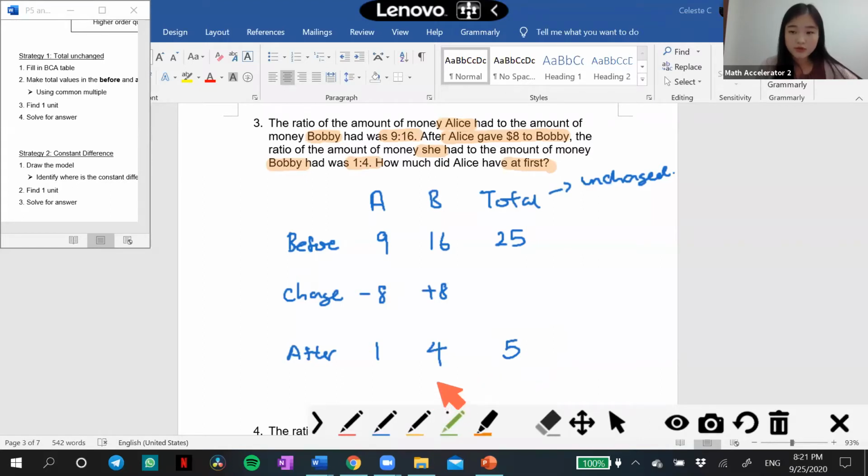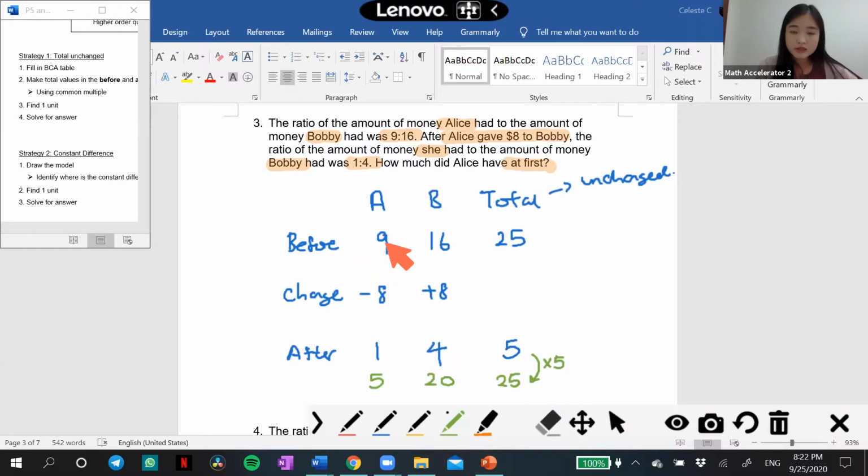So how to change it to be equivalent? Times 5. Okay, we can get 25 here. So that is the same. So 5 times 5, 25. 4 times 5, 20. 1 times 5, 5. Remember, you have to times throughout the entire row. So now that is equivalent, we can compare.